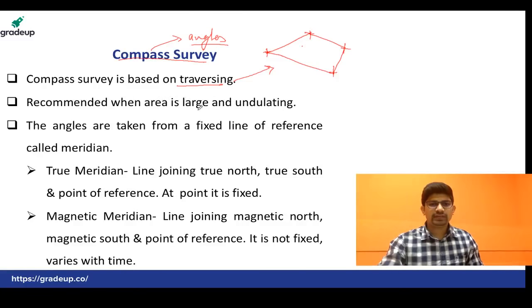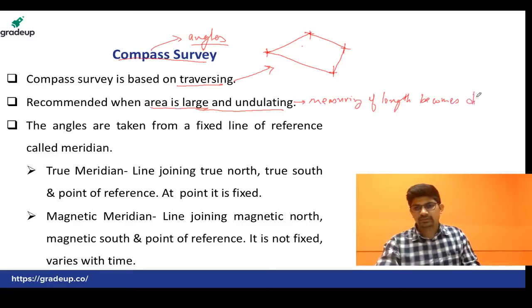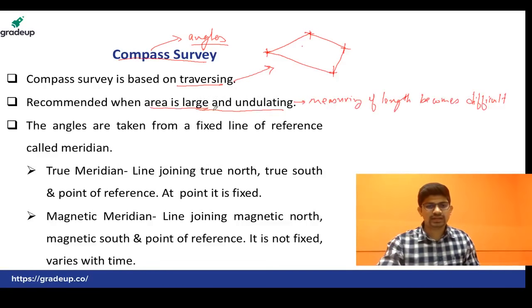Now it is recommended when the area is large and undulating, since in this case measuring of lengths becomes difficult. In a large and undulating area, measuring of length becomes difficult. In that case, compass survey is preferred over taking linear measurements.